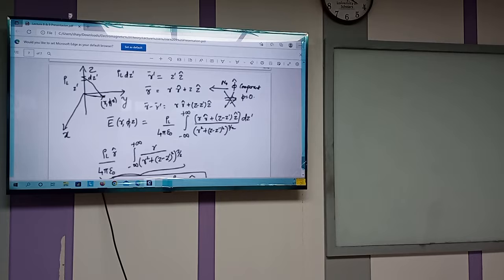And what is the vector for the field point? It turns out that the vector for the field point has no phi component, okay. Again, remember, just because there is no phi component, it does not mean that phi itself is 0, okay. So I have this as r vector plus z vector.